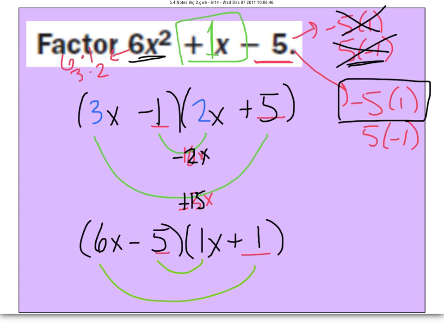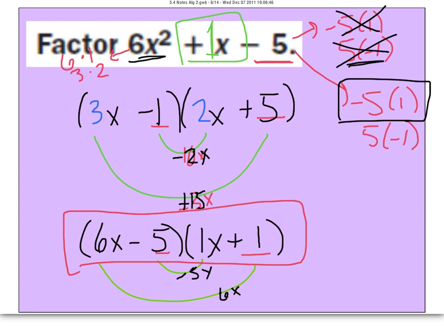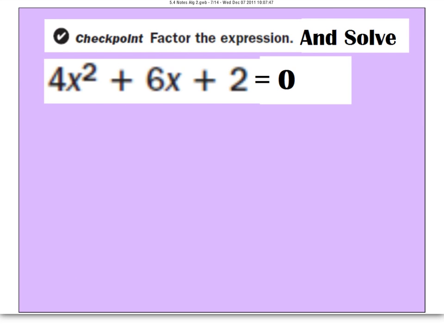Watch this. -5 and 1x is that. 6x and 1 is that. Adds to 1x. I got it. That's the right answer. And that took us 3 tries to do. So you really want to do this assignment in pencil. Let's look at one more.